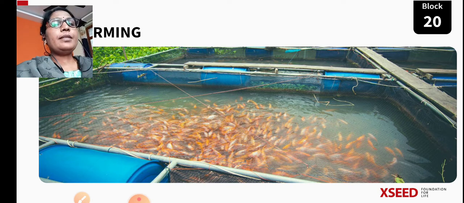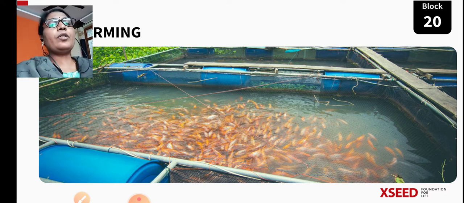You can see the picture and identify the living organisms. What can you see in this picture? What are these? They are fishes. So, in today's class, you're going to learn about fish farming, how fish farming can be done, what care is to be taken, and where fish farming is actually done. You're going to learn all this in today's class.